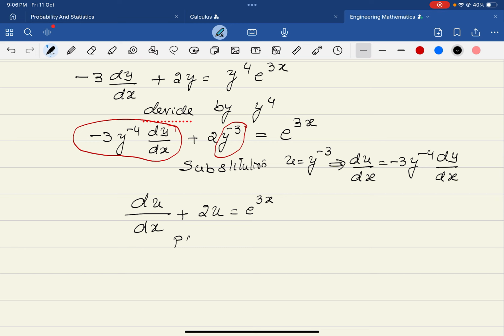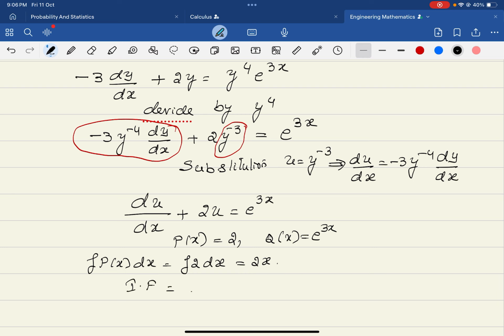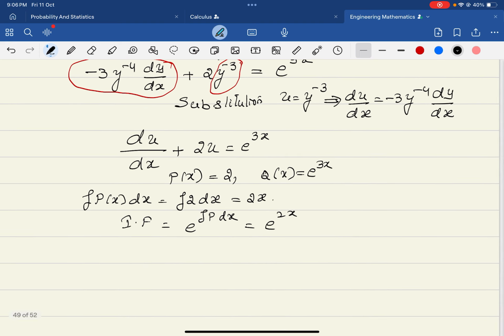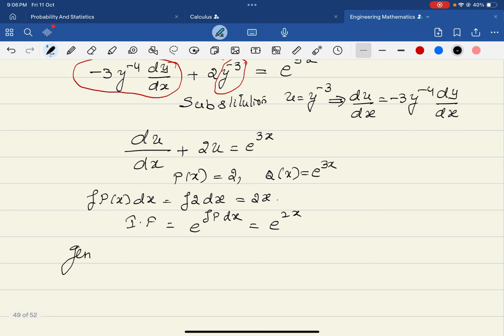So what is p of x here now? It is 2 and q of x is e raised to 3x. So now what is the integral of p of x? Integral of p of x dx is the integral of 2 dx, which is equal to 2x. So what is the integrating factor? The integrating factor is e raised to the integral of p dx, which is e raised to 2x. So we got the integrating factor also. Now the general solution. What is it?